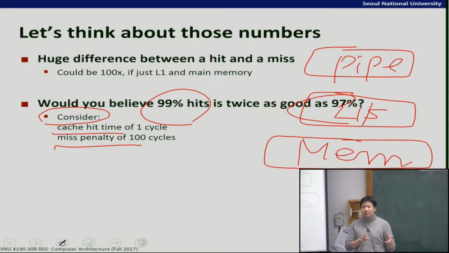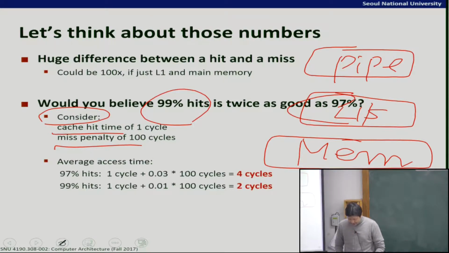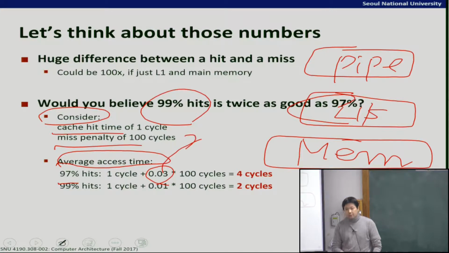The first case is a hit rate of 97%. In the second case, the hit rate is 99%. What will be the average memory access time? Right? The expected value of memory access time in both cases. In the first case, the average access time can be calculated in the following way. If you have 97% hits, then your average access time is one cycle plus 0.03. This is the miss rate, right? Because 3% of requests will go to the main memory, which takes 100 cycles, right?